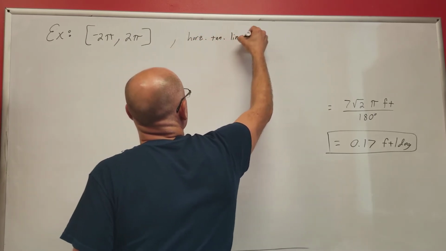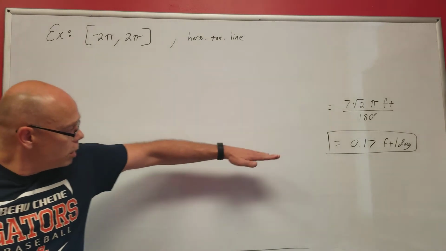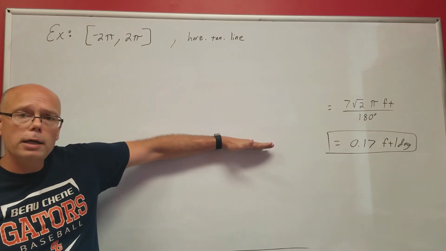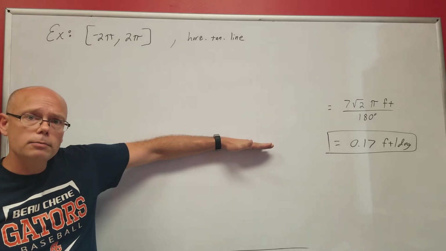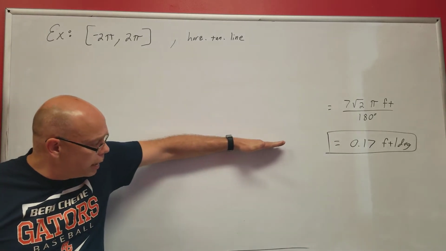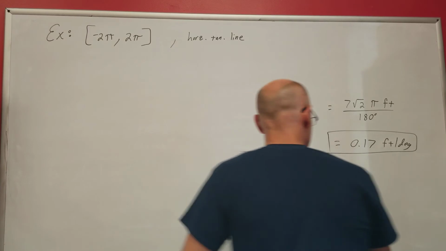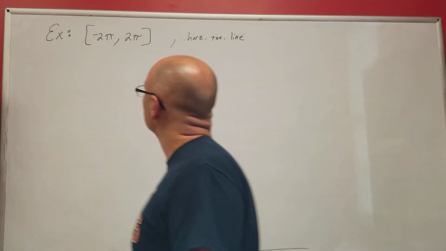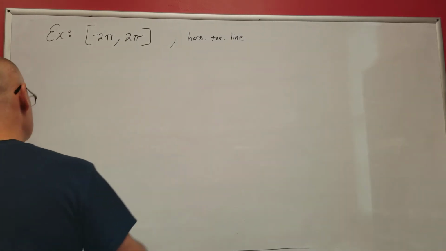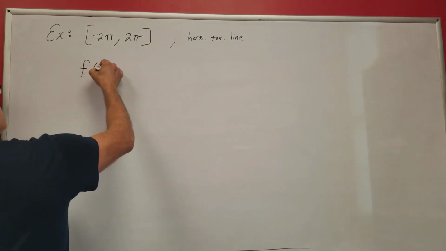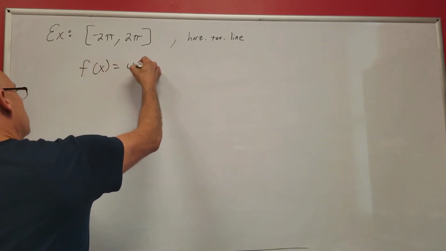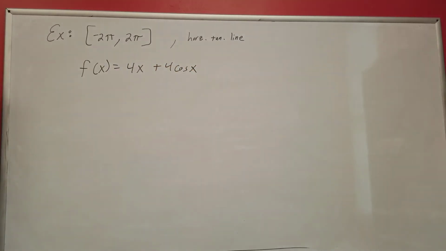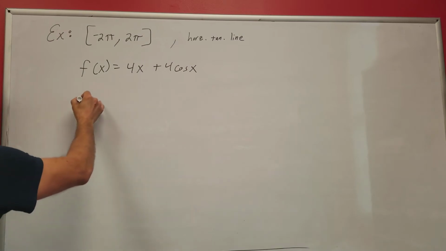Remember, a horizontal line has a slope of 0, right? So we want to find the slopes of the tangent line and find where they are equal to 0. How do we find the slopes of the tangent line? We find the derivative, right? So the function they gave us is 4x plus 4 cosine of x. So let's find the slopes of the tangent line, or the derivative.